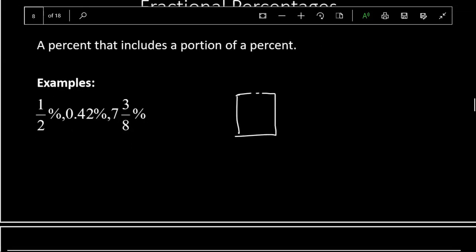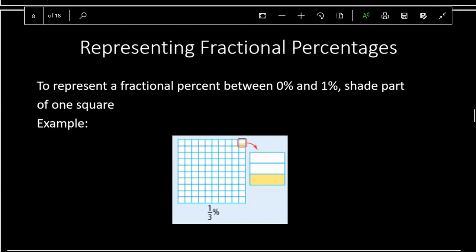Okay, so let's take a look at what that will look like. Representing fractional percentages: to represent a fractional percentage between 0 and 1%, you're going to shade in part of one square. Usually on the diagrams that I'm going to show you, they will enlarge that one square. On your papers though, you would just have to take your one square and divide it up.